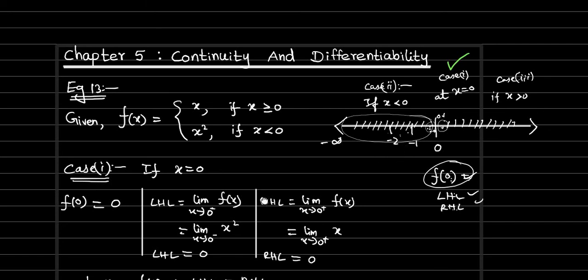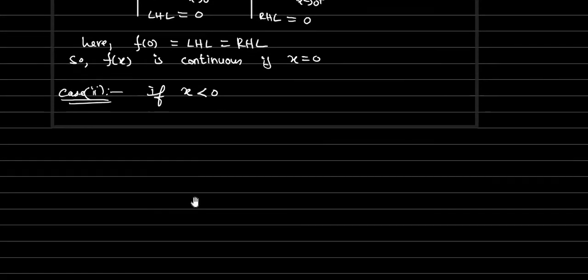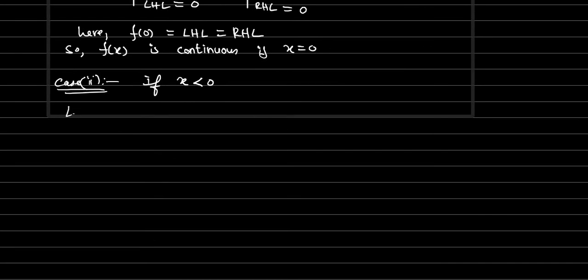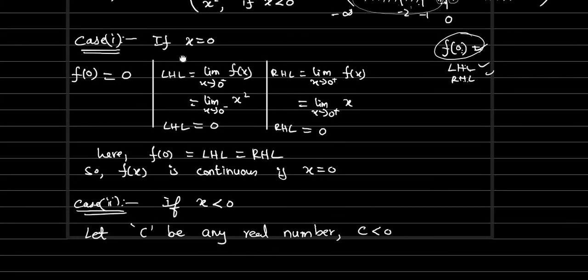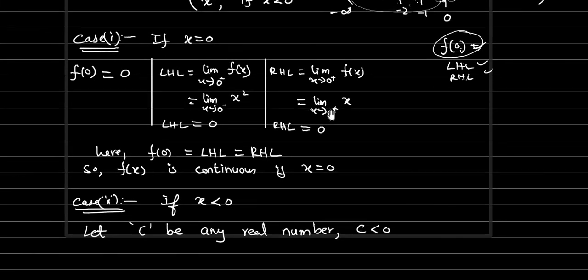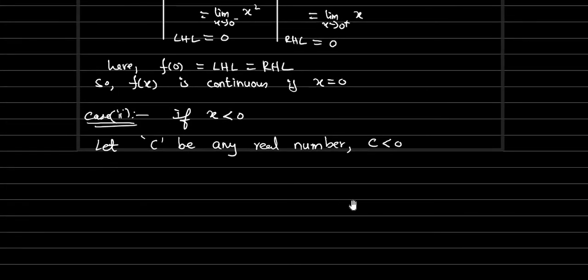So what we are going to do is have a general name. Let small c be any real number. To represent all the real numbers which are less than 0, we have a common name now. Let c be any real number, and at the same time, c should be less than 0. Now, at x equals c, the same things we check, we are going to test here.